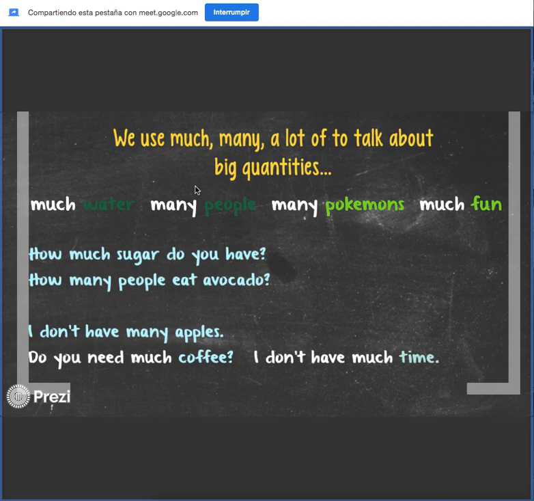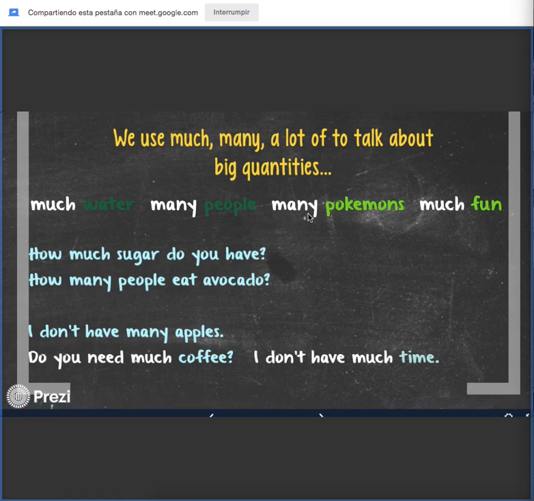That's it. The huge difference, guys, the meaning is exactly the same. No es que uno sea más que el otro, que uno represente más. No, no. The difference is that you are going to use much with uncountable nouns and many with countable nouns. It's exactly the same, but much goes with uncountable and many goes with countable. Okay? That's the difference. But the meaning is the same.